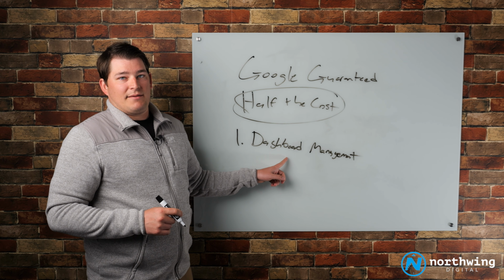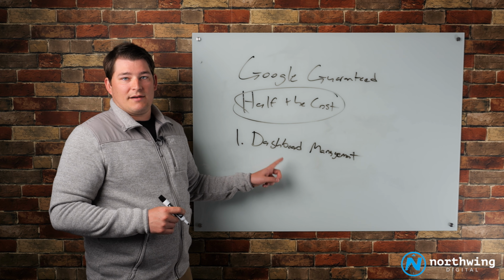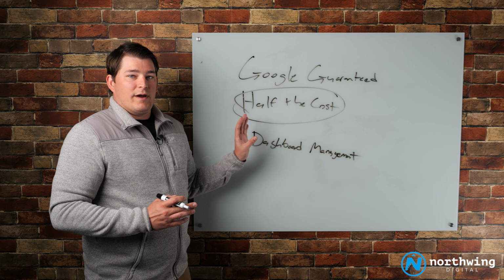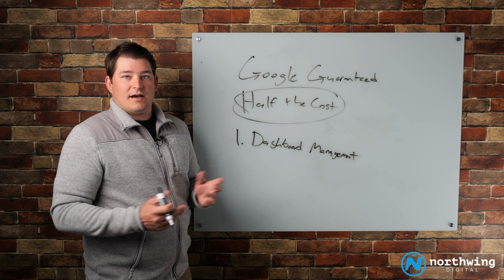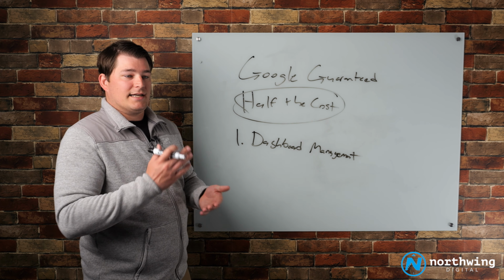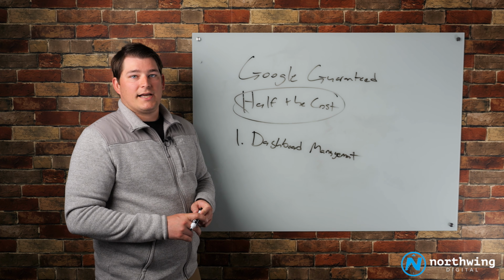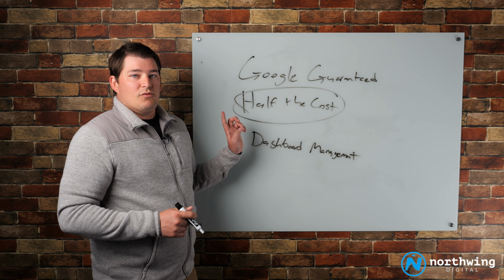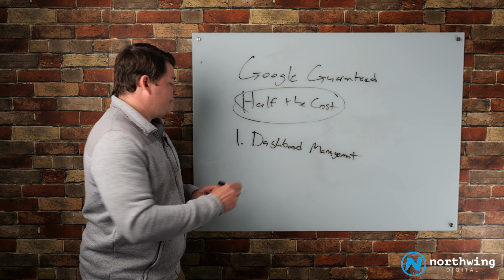But we see it time and time again. The companies that manage their inbound leads the most diligently are always given a higher volume of leads than the companies that don't. So that's one of the number one things that Google looks for, right? They want to see attentiveness to the leads that they're generating, and they will reward that. So if you're properly managing the dashboard, you will get more leads through Google Guaranteed.